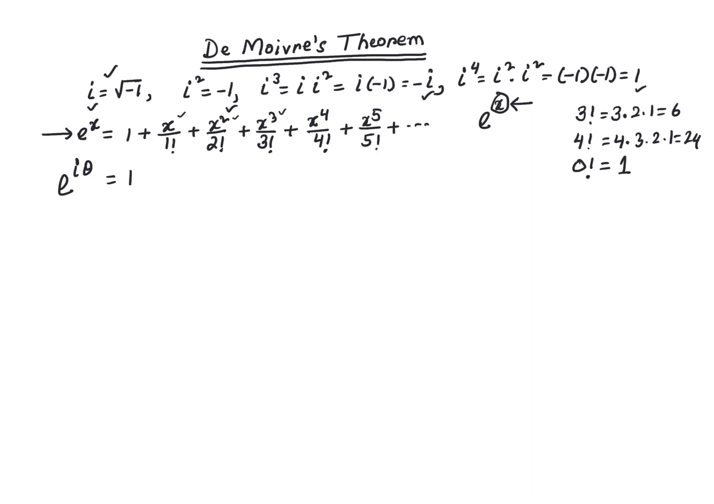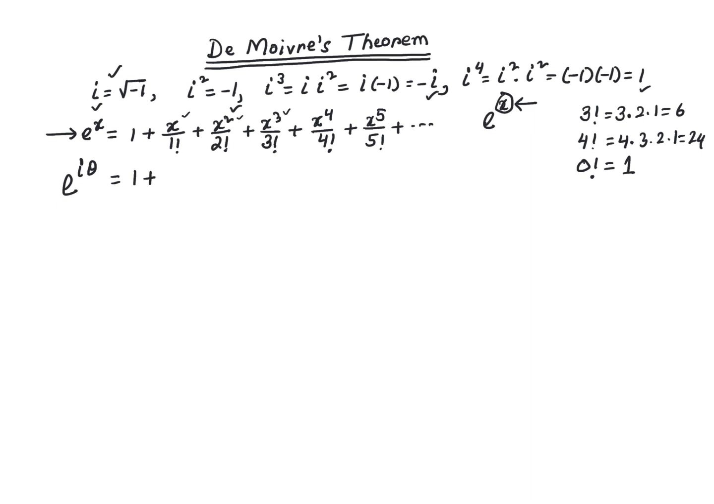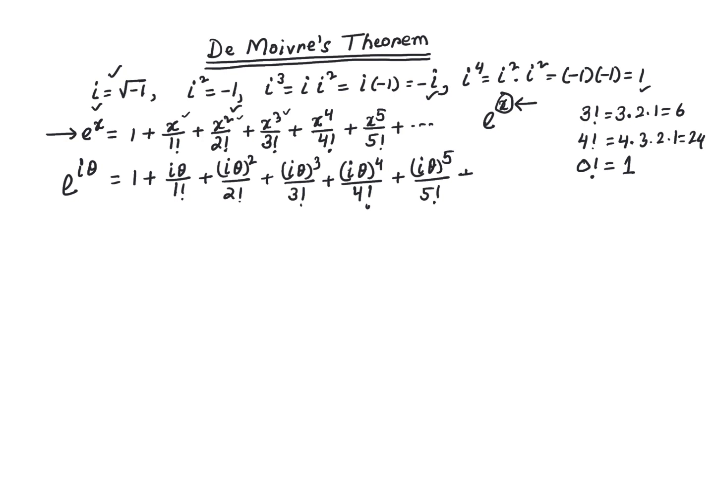So it's going to be 1 plus x over 1 factorial, but now my x is actually i theta, over 1 factorial, plus x squared, which is now (i theta) squared over 2 factorial, plus x cubed, which is (i theta) cubed over 3 factorial, plus x to the power 4, (i theta) to the power 4 over 4 factorial, plus x to the power 5, which is (i theta) to the power 5 over 5 factorial, and you get the idea.